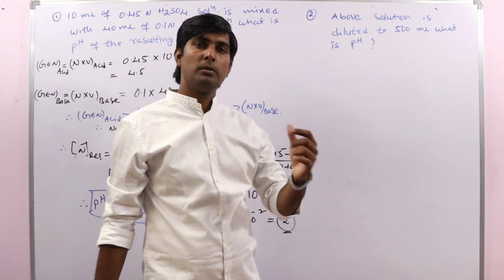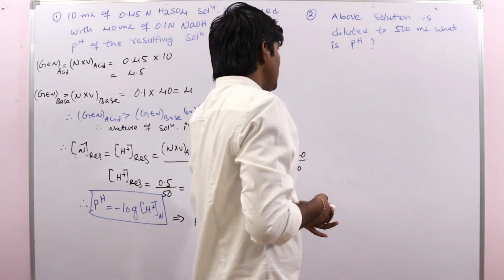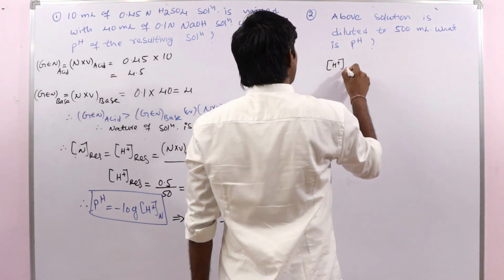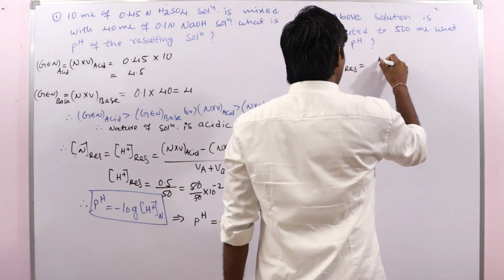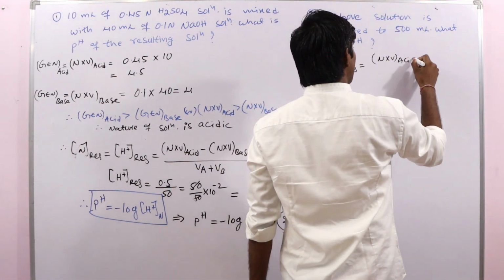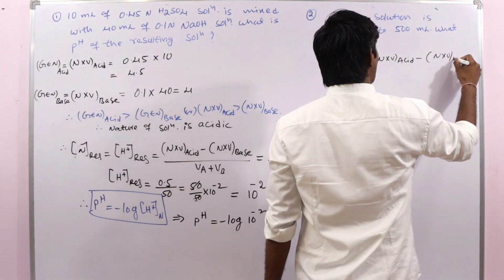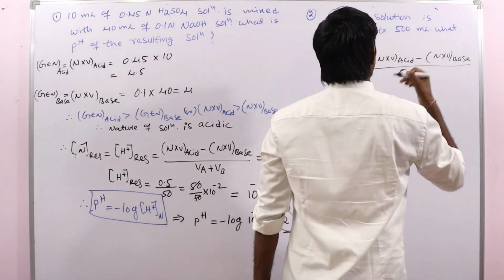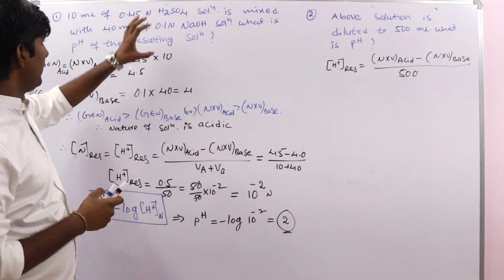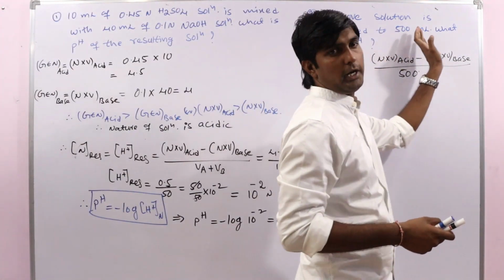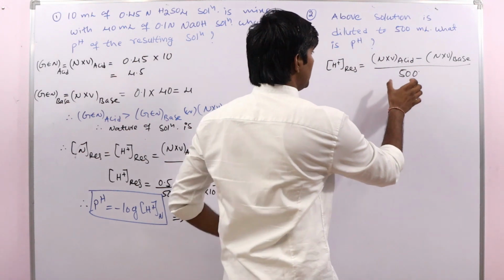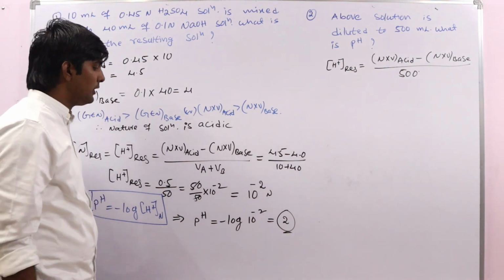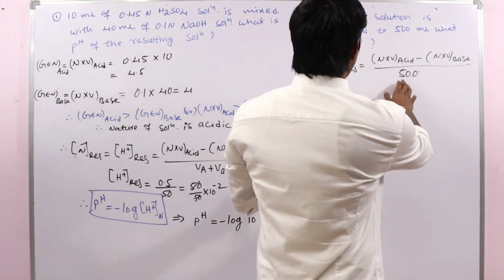Okay, this concept also we already discussed. So now in this case, what is the formula? Resultant H plus ion concentration is equal to N into V of acid minus N into V of base by 500, because the entire solution is diluted to 500 ml, meaning the total volume of the solution is 500 ml. So directly we have to take 500 here in the place of Va plus Vb, because this is the total volume of the solution.